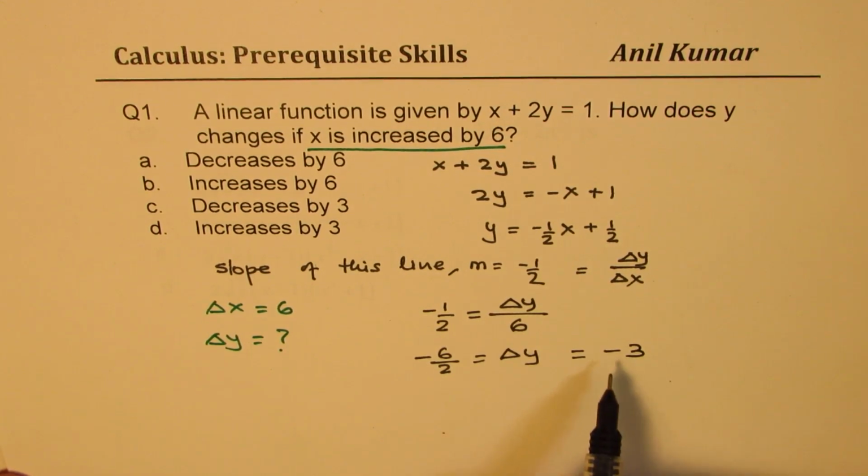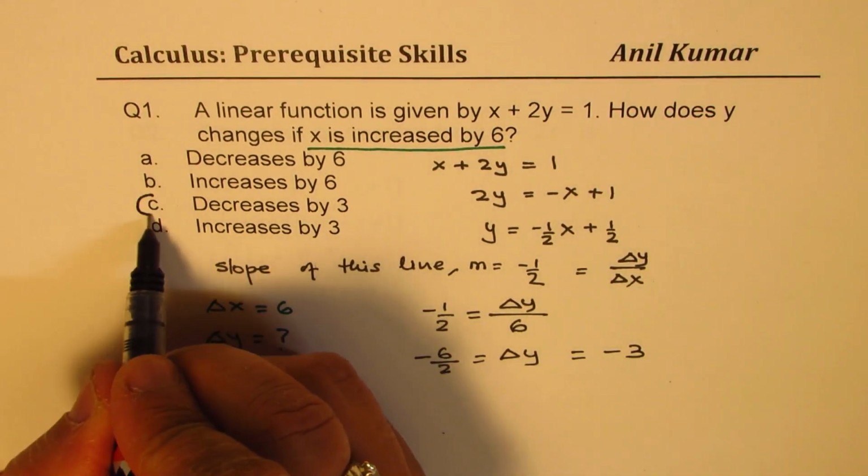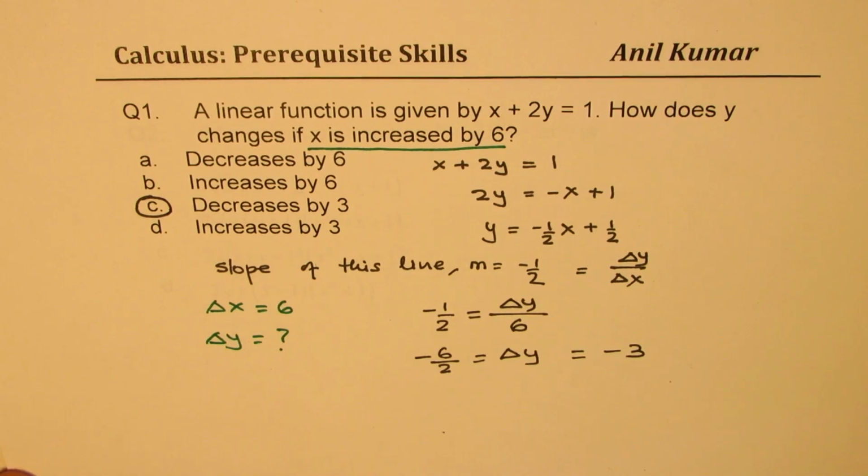So minus means decrease, right? So option C is the right option. It is decreased by 3. Does that make sense to you? So that is how we need to answer.